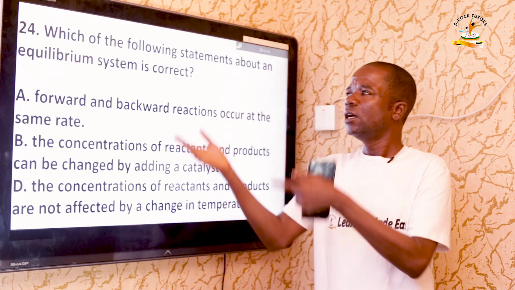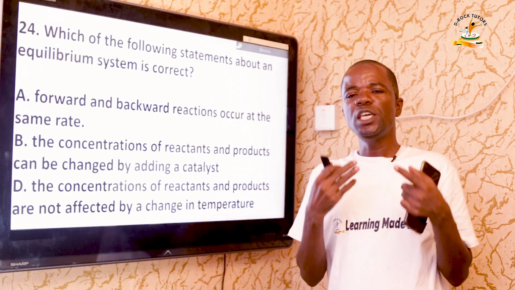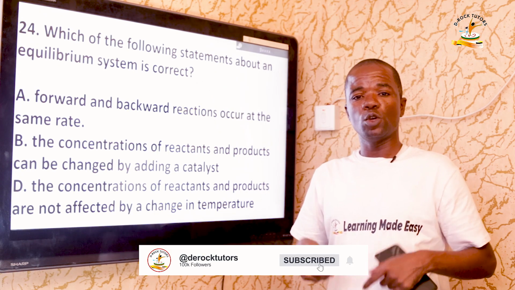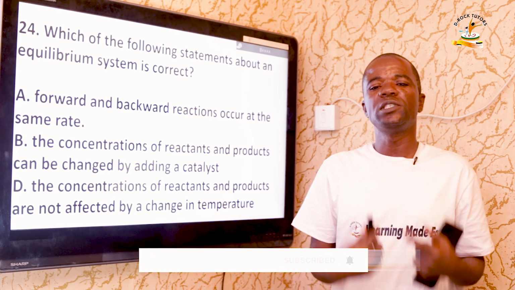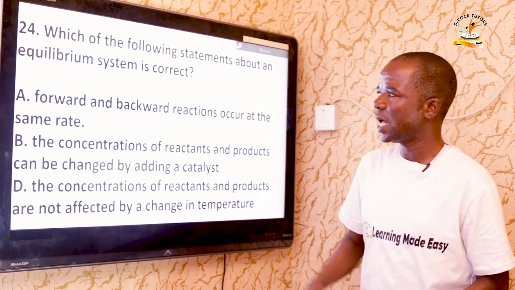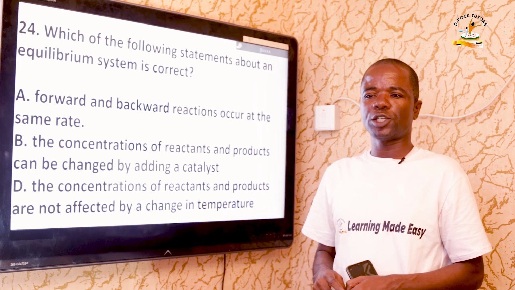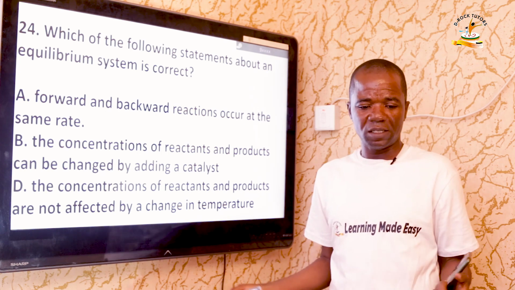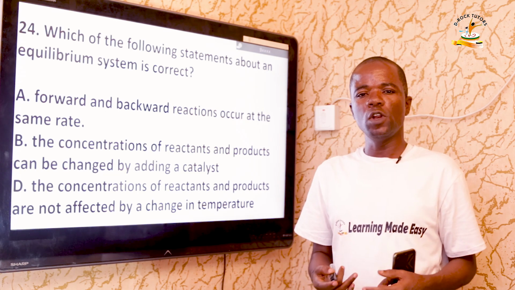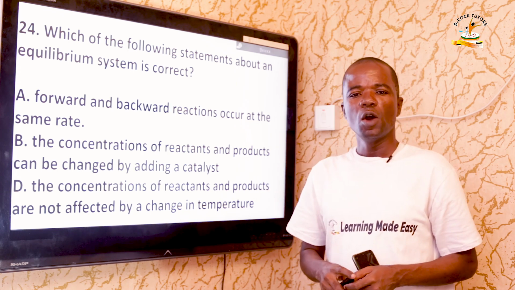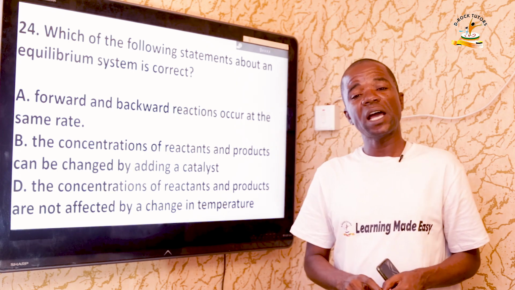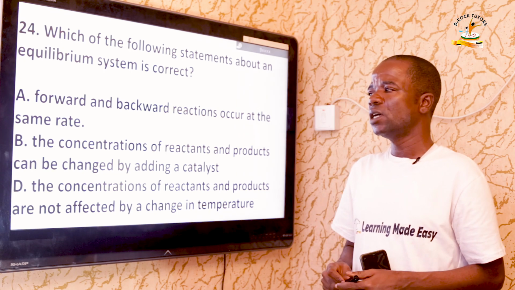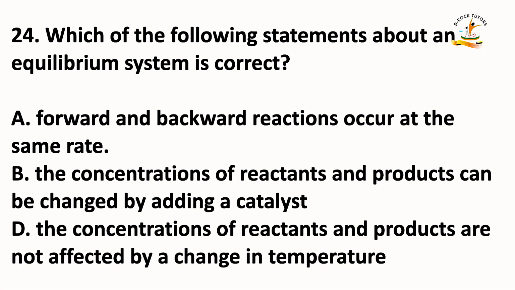Not only that, when a reaction is in equilibrium, the Gibbs free energy, that's delta G, will also be equal to zero. And don't forget, students, that before a chemical reaction, especially one that involves gases, can attain equilibrium, such a reaction must take place in what? In an isolated or a closed system. So the correct answer here is option A. Let's go to number 25.